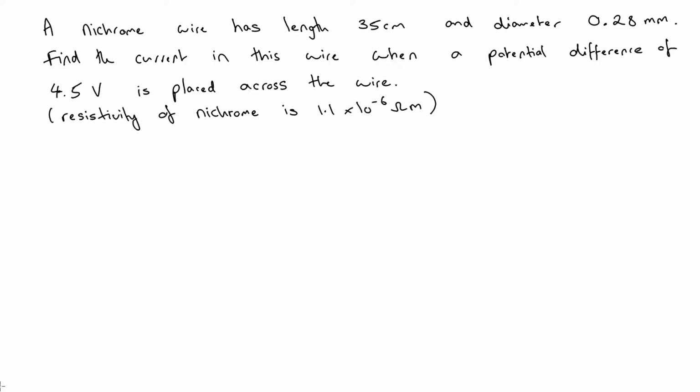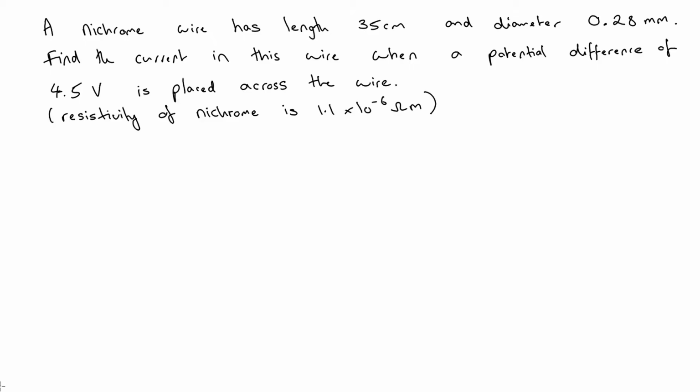Okay, well we have an example question here. A nichrome wire has length 35 centimeters and diameter 0.28 millimeters. Find the current in this wire when a potential difference of 4.5 volts is placed across the wire. And we're given a big clue here because they tell us that the resistivity of nichrome is 1.1 times 10 to the minus 6 ohm meters.